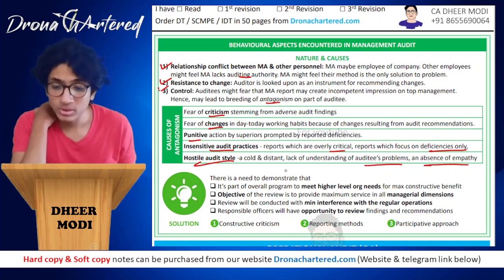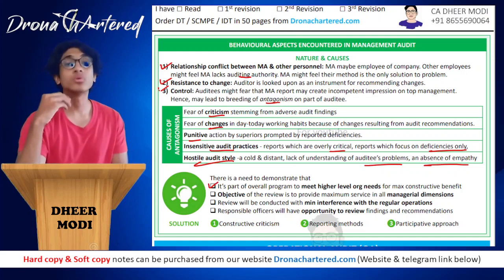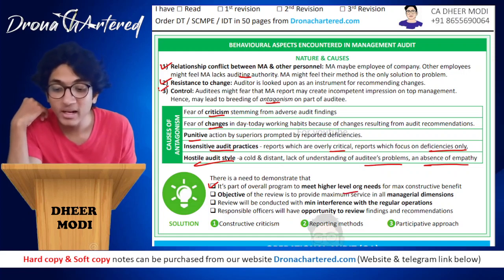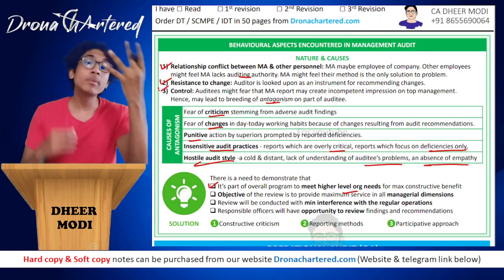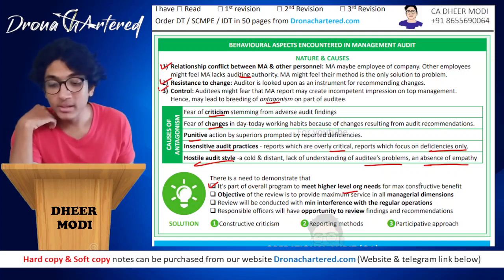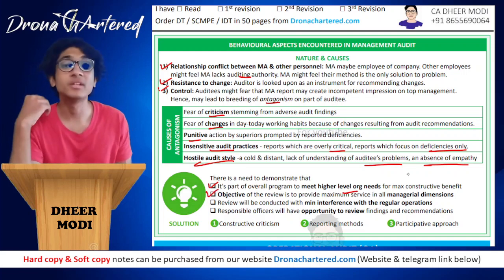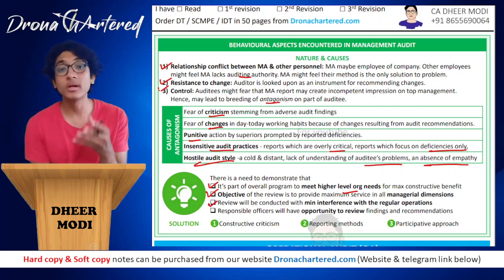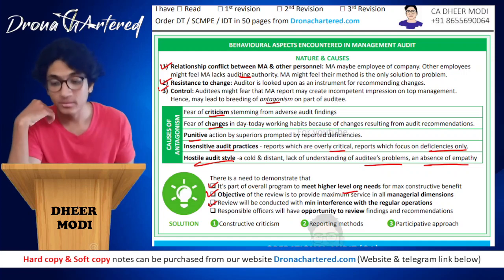So what are the solutions? There is a need to demonstrate that it is part of an overall program to meet the higher level of organization. That means, sir, whatever I'm doing, it is not for my personal gain. It is to meet the organization's overall needs for maximum constructive benefit. The objective of the review is to provide maximum service in all managerial dimensions. That means you have to tell them that, boss, this review, this audit is not to find out your deficiencies. This audit we are doing so that we achieve the best.